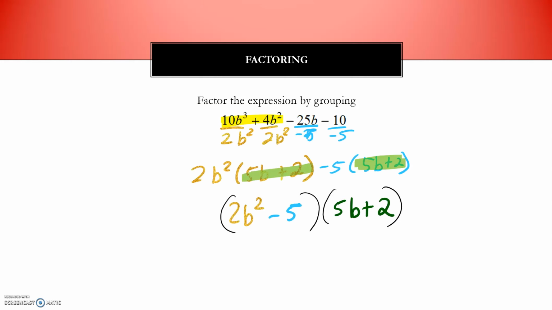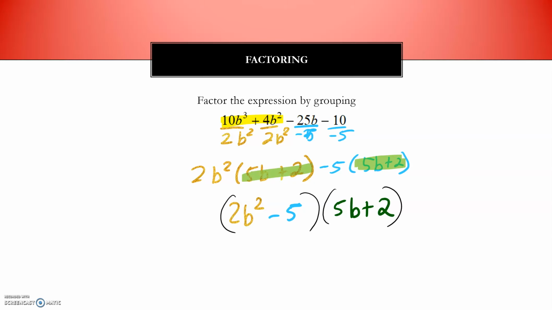And the answer here is 2b squared minus 5 times 5b plus 2. So again, I didn't make the list this time. The first two, 10b to the third and 4b squared, the GCF is 2b squared. And then I divided and I got 5b plus 2 as the remainder. The second one, I have 5 as my GCF, and it needs to be negative. Again, because we want to make the parentheses match, so when I'm done dividing, that first part of the remainder has to be positive.